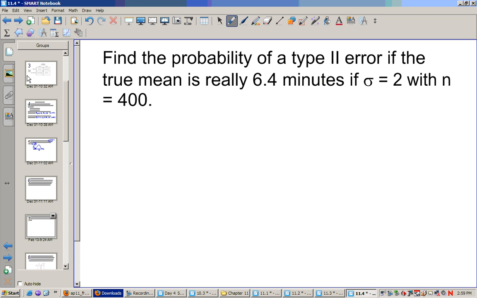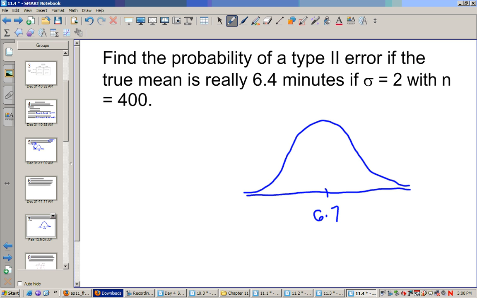Now, type 2 error is a little bit more complicated. Find the probability of a type 2 error if the true mean is really 6.4 minutes. This is confusing the first time you see it, because you aren't used to seeing two normal curves graphed together. So 6.7 is the mean for our normal curve, and this is our rejection area.